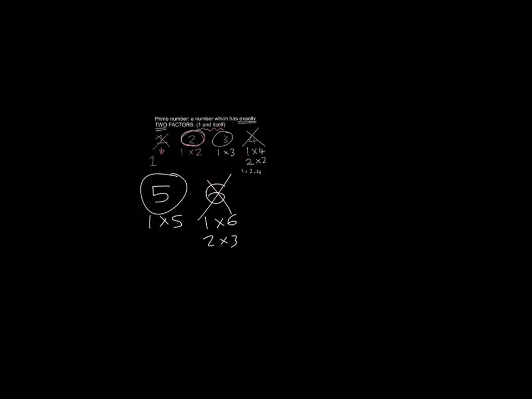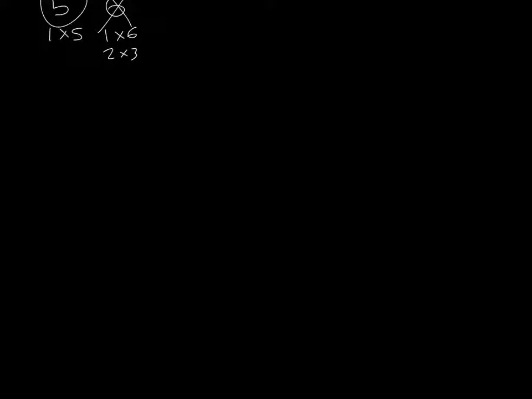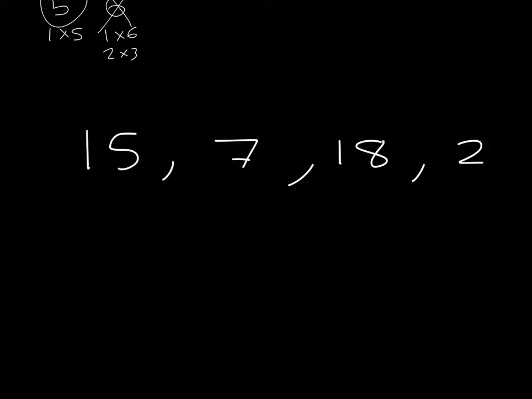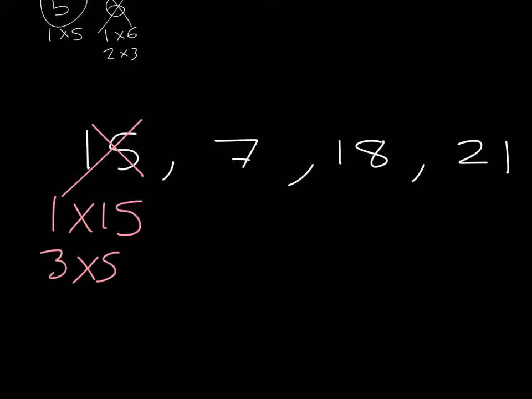So a typical question could literally be a list of numbers. Let's say you've got 15, 7, 18, and 21. You could be asked to find the prime number in the list of numbers. So use that method, think what the factors are. 1 times 15, I can see it's in the 5 times table. 3 times 5, it's not a prime number.